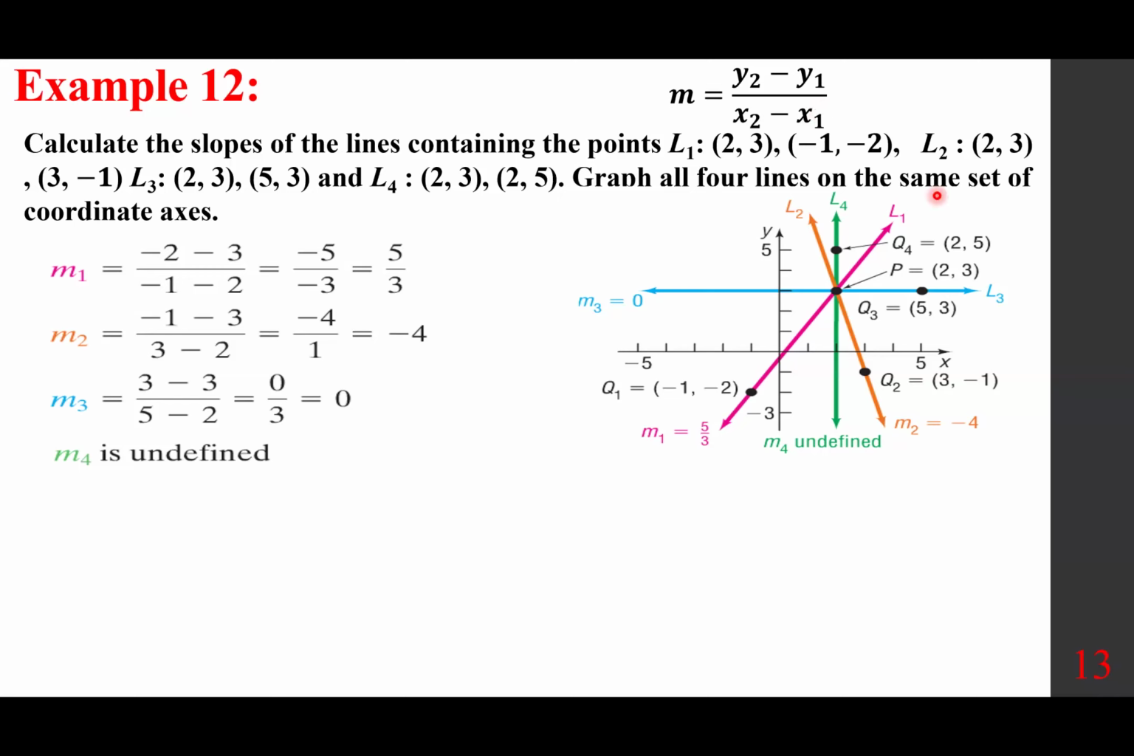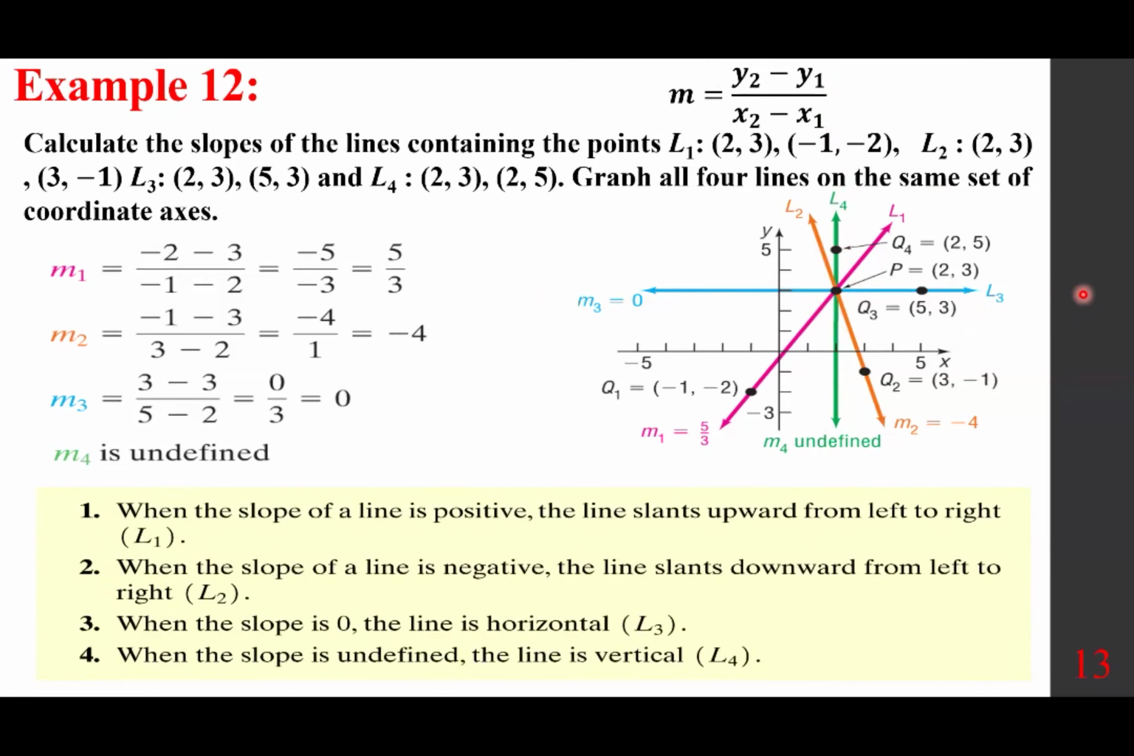Positive slope, negative slope, slope that is undefined, slope that is 0. For a vertical line, undefined; for a horizontal line, 0. When the slope of a line is positive, the line slants upward from left to right. In other words, I will write that in a moment. When the slope of a line is negative, the line slants downward from left to right, L sub 2. When the slope is 0, the line is horizontal. When the slope is undefined, the line is vertical.